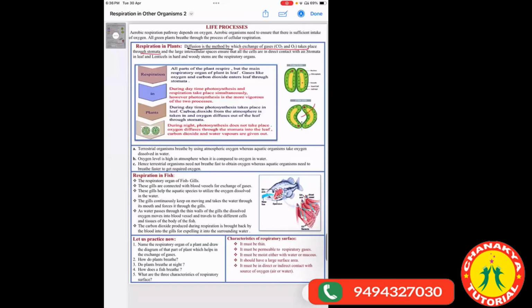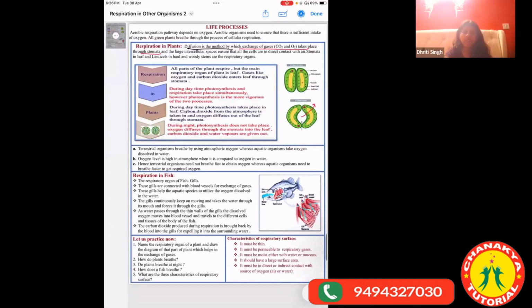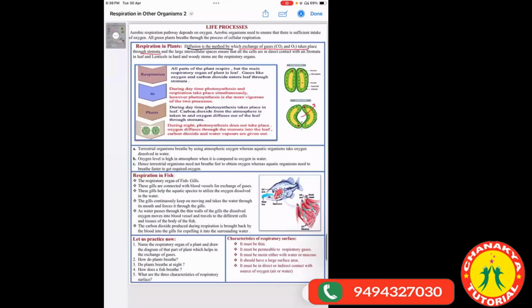Who controls the opening and closing of the stomata? What is the name of the cell? Guard cells. So guard cells regulate the opening and closing of the stomata. When water goes inside the guard cell, it opens up, and when the water goes out, it shrinks. The stomata and the large intercellular spaces ensure that all the cells are in direct contact with the air. The stomata in the leaf and lenticels in the hard and woody stems are the respiratory organs.